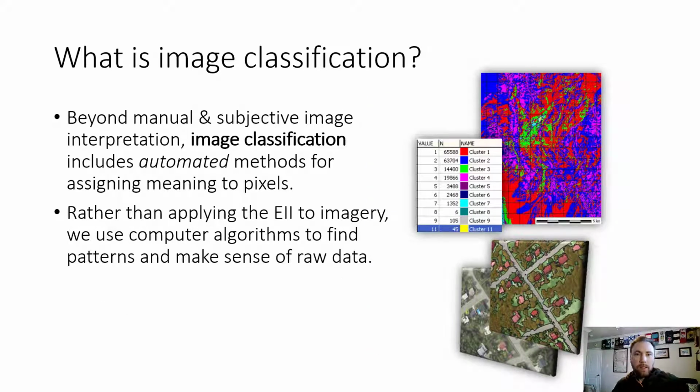So beyond manual and subjective image interpretation, image classification includes automated methods for assigning meaning to pixels. Rather than applying the elements of image interpretation to imagery, we use computer algorithms to find patterns and make sense of raw data.